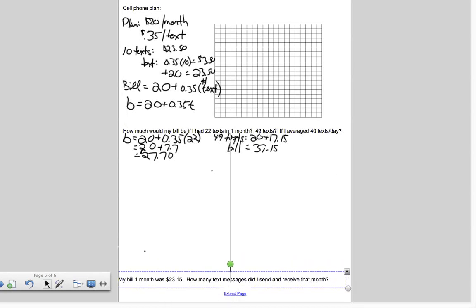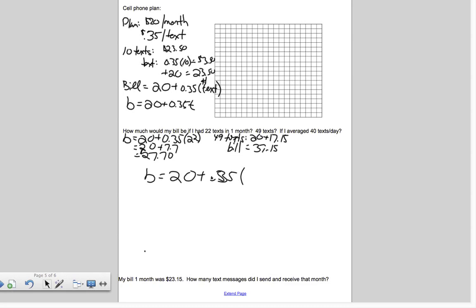Okay, so my formula for that is bill B equals 20 plus 0.35 times the number of texts. So how do I figure out how many texts there are? 40 times 30. So what is 0.35 times 40 times 30? That's 1200 times 0.35.